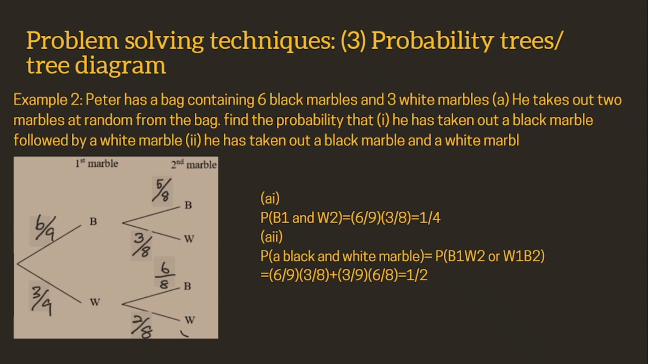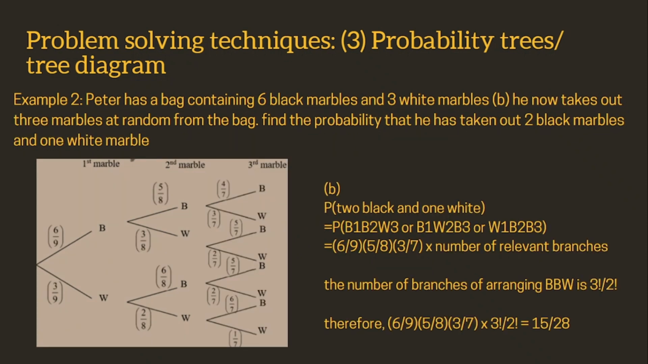Now in the case of taking out a black marble and a white marble, this can be any scenario. This can be black first, white second, or white first, black second. So you take these two scenarios, 6/9 times 3/8 plus 3/9 times 6/8, that will equal 1/2. Then the next part, he now takes out 3 marbles at random from the bag. Find the probability that he has taken out 2 black marbles and 1 white marble.